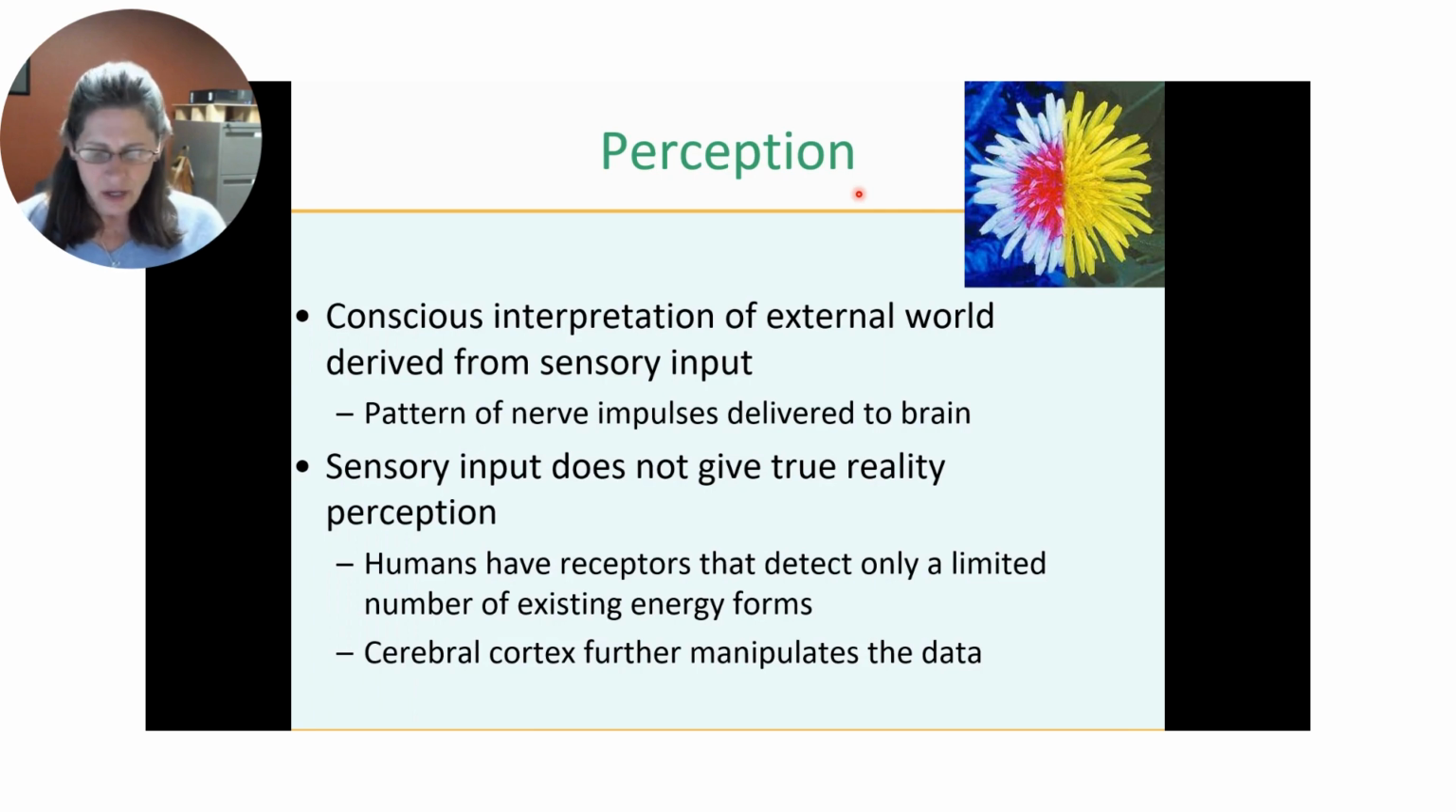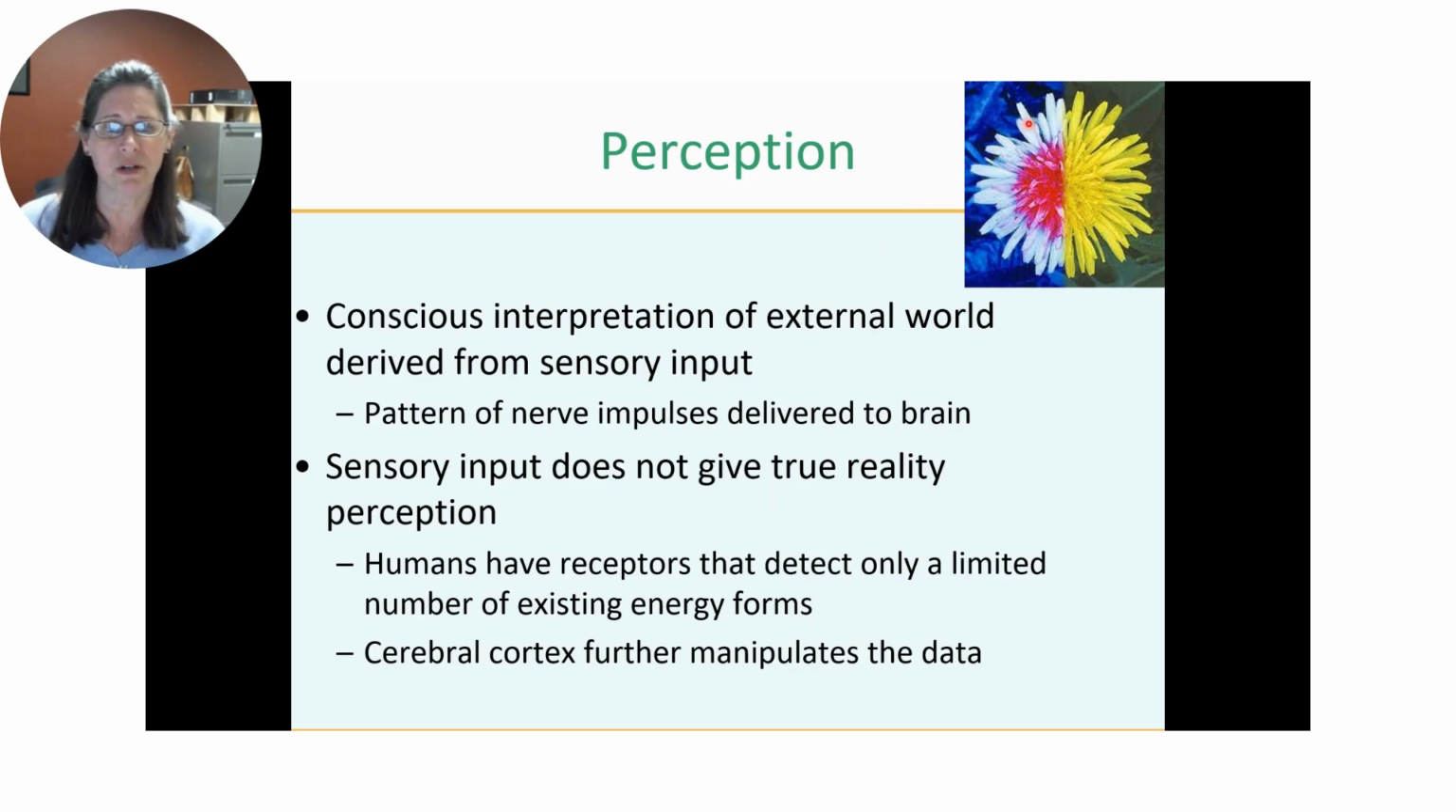All right, and a note on perception. Perception is what we mean by conscious interpretation of our external world, and that's all derived from the sensory input. This is the pattern of nerve impulses that are delivered to the brain. But what's really important to realize is that this sensory input does not really give us a true reality of what is out in our environment, because we can only perceive something if we have the receptors for it. We only have a limited supply and type of receptors.